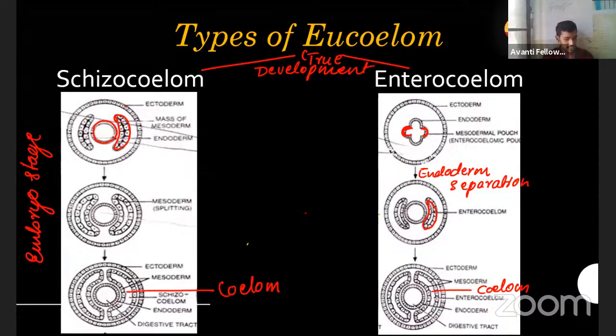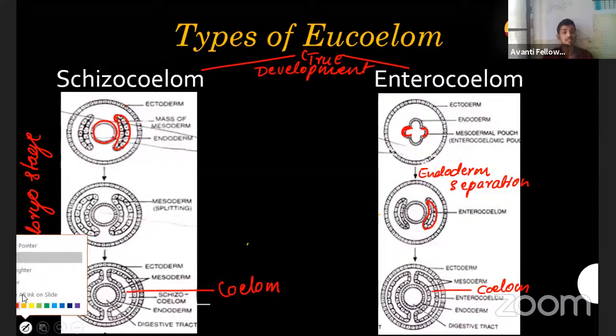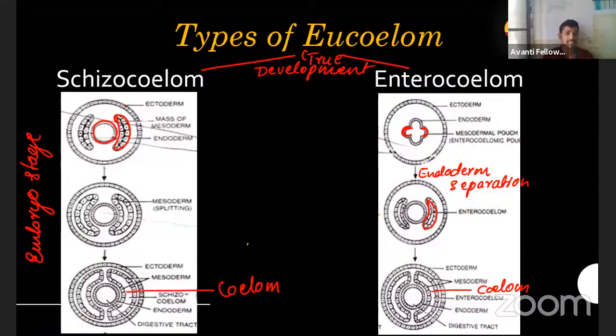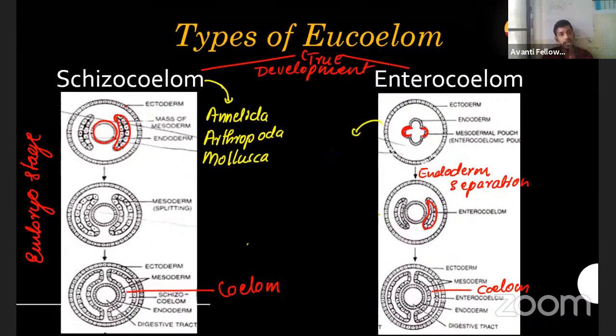So where can you find these kinds of things? What are the uses of them? These are evolutionary changes. Remember, these are evolutionary changes. Then where can you see the schizocoelom? Schizocoelom you can see in the starting ones, that means Annelida, Arthropoda, and the last one we are left with, the Mollusca. And where can you find the enterocoelom? In the last, both are same.